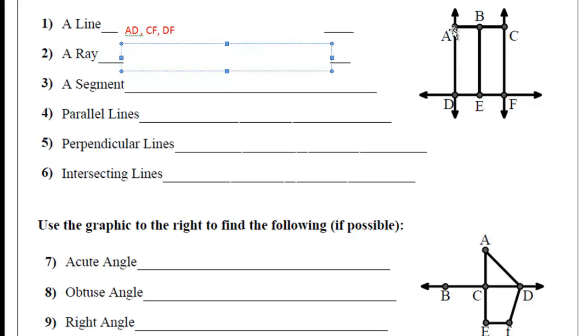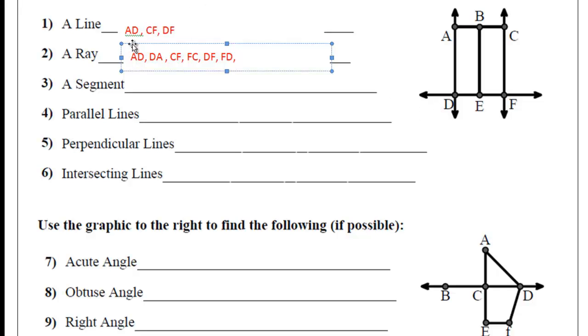Like A, D, and D, A. Okay. What else? C, F, and FC, of course, DF, and FD. What else? Do we have more? This is a ray, and this is a ray. Do we have more rays? No, only these.